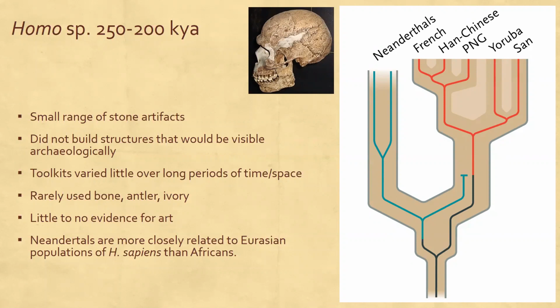This is not to say that fully modern humans evolved out of Neanderthals. We did not. We evolved from a shared common ancestor in Africa at a previous time, between 250 and 200,000 years ago. It's not until 40,000 years ago when we begin to come into contact with Neanderthals in Europe. It's at that point that there is some hybridization between the two species that were previously geographically isolated.